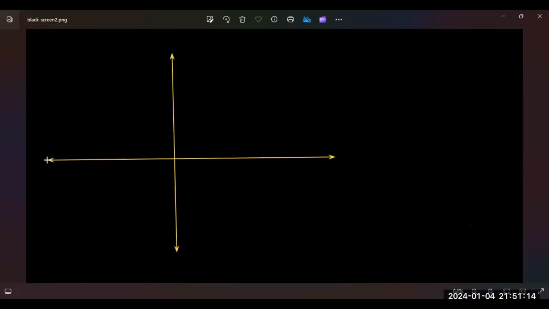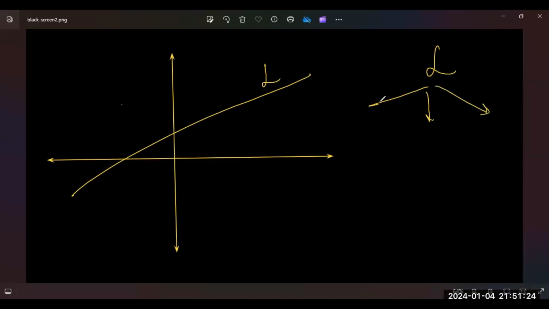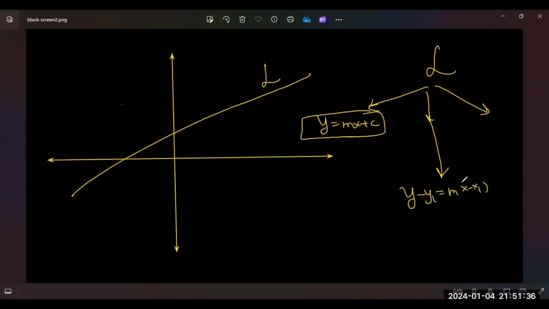Now, if you have any general line like this, there are three ways to represent or form the equation of a line. One is y equals mx plus c. This is called the slope intercept form. The other is called the one-point form, and the other is called the intercept form.